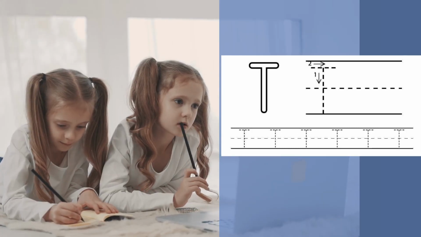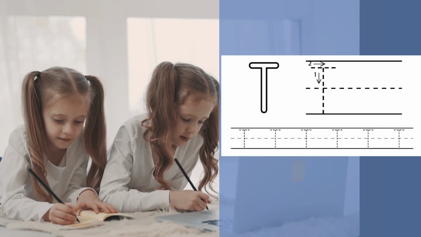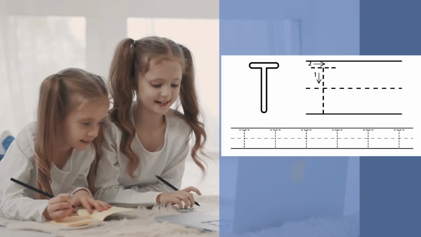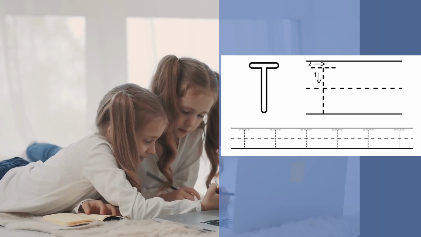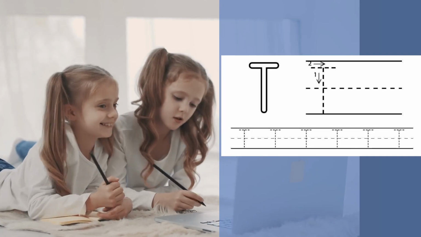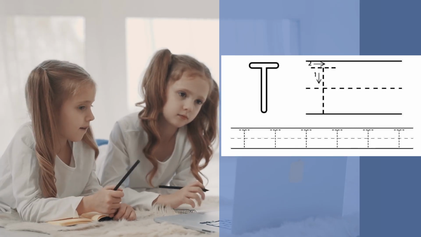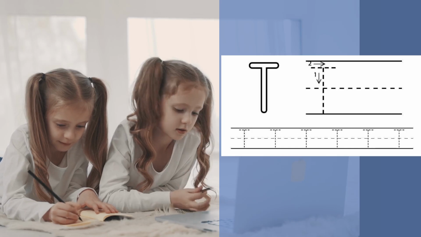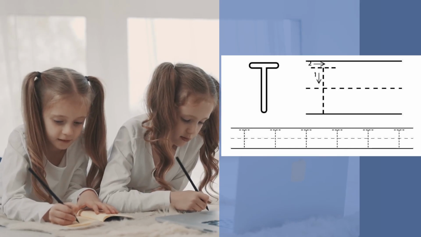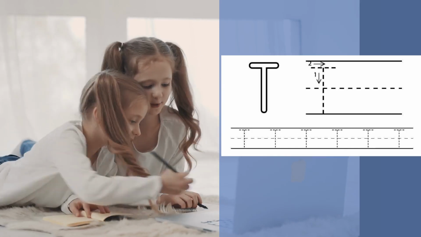1. Start at the top, just below the line. Draw a straight vertical line downward to the third line. 2. Next, draw a horizontal line across the top of the vertical line, making a T shape. 3. Lift the pencil.